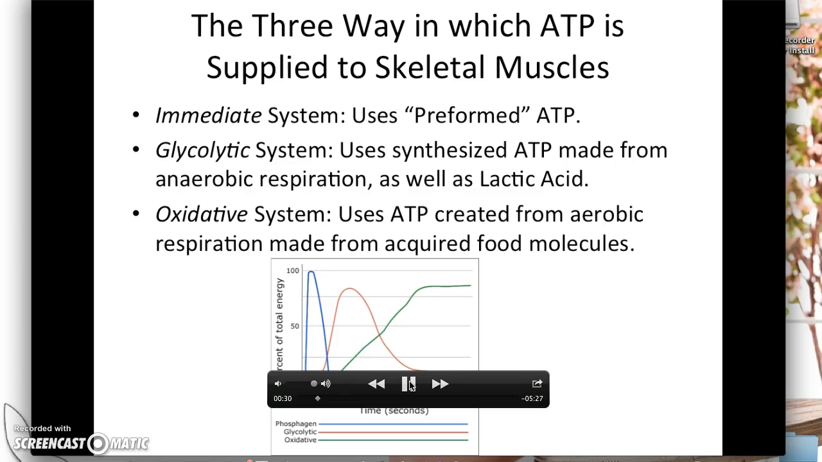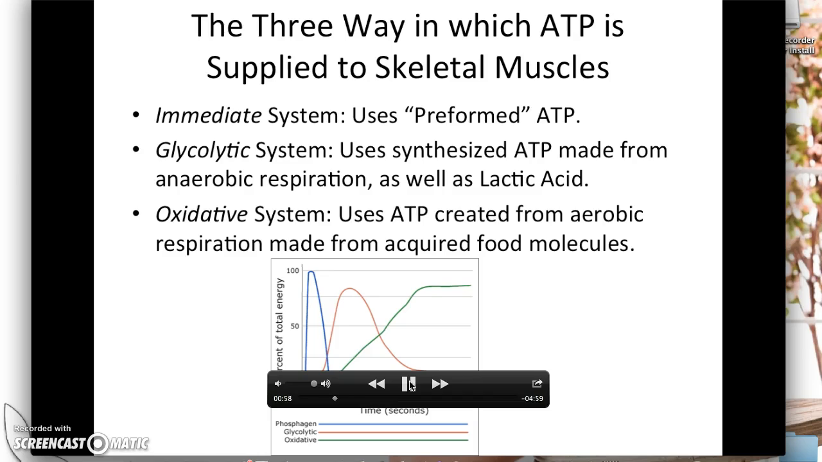First is the immediate system. This system uses already pre-made ATP from earlier cellular respiration from stored food and/or organic molecules obtained earlier. This ATP is already present in the cell when contraction occurs. However, ATP can be used either in that exact form or in a preformed form.